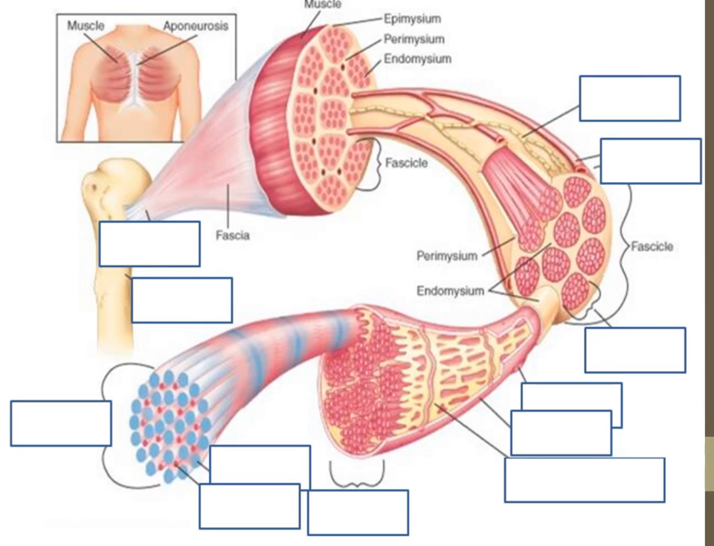Okay, so let's see what we're looking at here. I'm going to start with the easy ones. We know what this is, okay? This is a bone. See, this class isn't so hard. A bone. Okay, and then we know what we're looking at here is a muscle. So this entire thing is a muscle. And what connects a muscle to a bone is called a tendon.